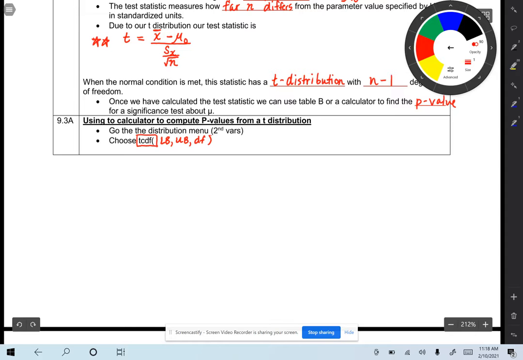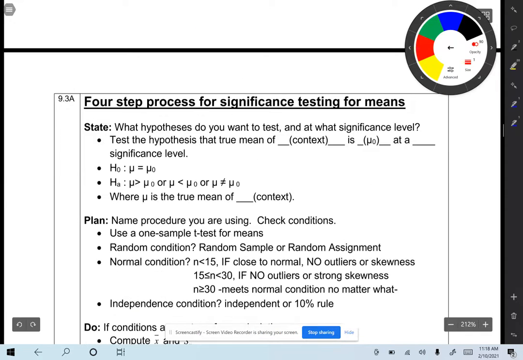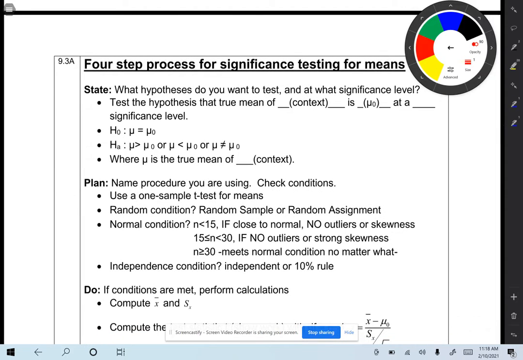Right, let's look at the four-step process. So the four-step process in your state portion, always want to test, always tell what you're doing. So test the hypothesis that the true mean of whatever at, and then make sure you put the significance level, whether it's 0.05, 0.10, whatever. List your null and alternative, and then tell what the parameter means.